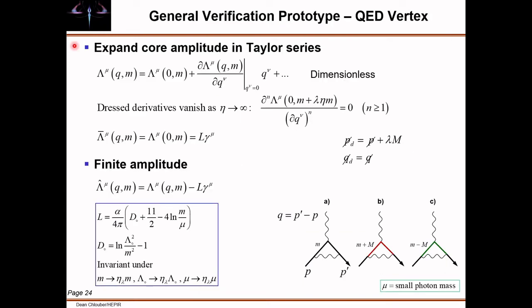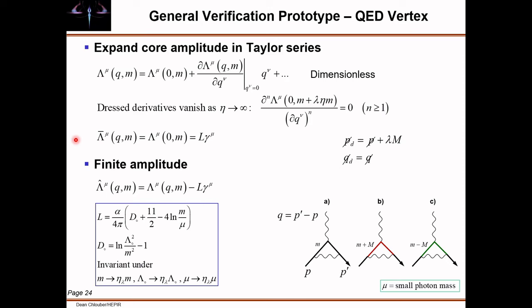Let's develop a more general verification employing the QED vertex as a prototype. We expand the core amplitude, lambda mu, in a Taylor series. And the first thing to notice is that lambda mu is dimensionless, and the dressed derivatives vanish as our scaling factor eta approaches infinity for n greater than or equal to 1.